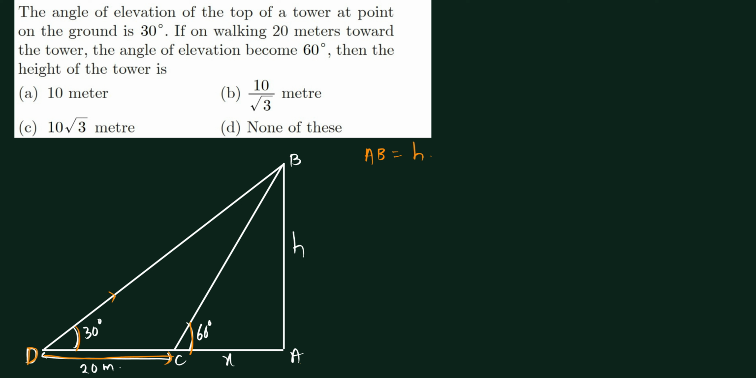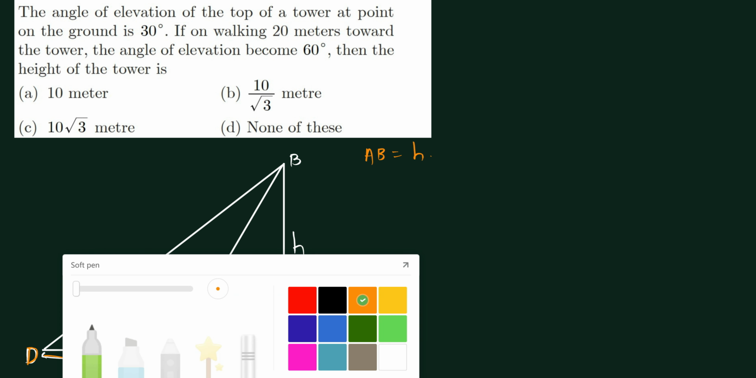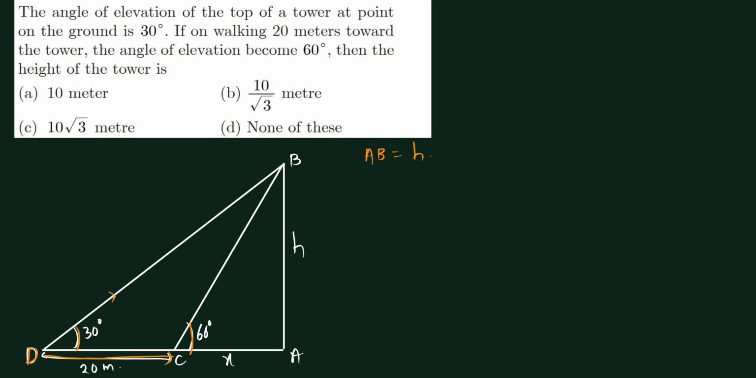Here we have two triangles. By solving these two triangles, you will get the height. Now you take the triangle ABD. In triangle ABD, here you have to use tan 30.